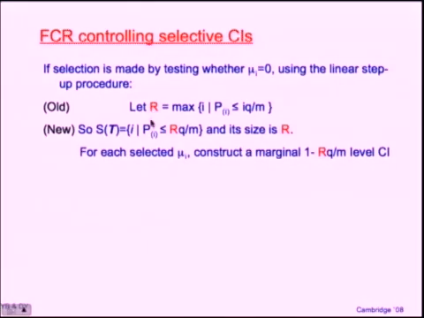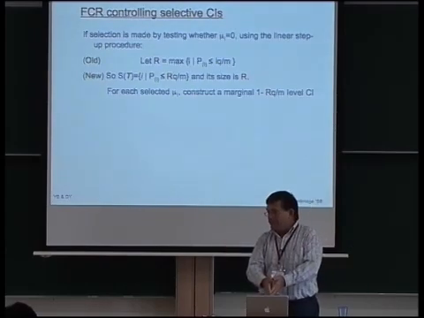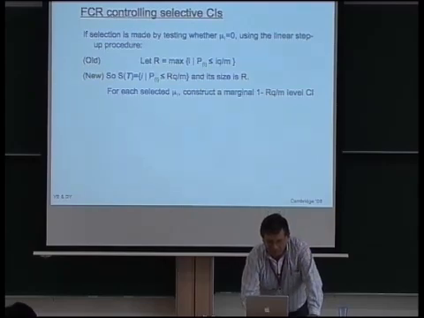Now what we add to it is that for each selected mu i, we construct a marginal 1 minus R times q over m level confidence interval. So we inflate it by the amount that the p-value has to pass there. This is a direct relationship: R is the size of the selected set, R times q over m. So you see that the inflation is large if the selection is small, and the inflation is small if the selection is large. In fact, if all are selected, there's no inflation. We are working with 1 minus q.